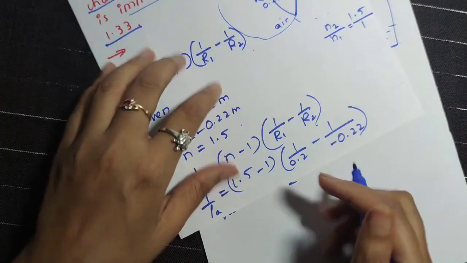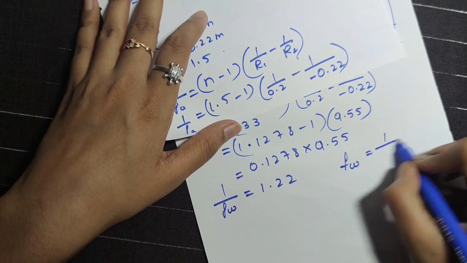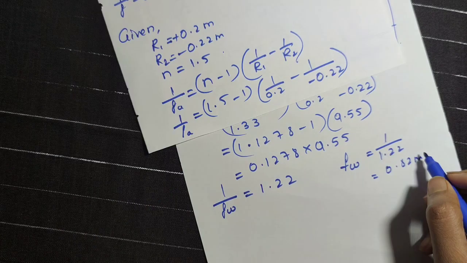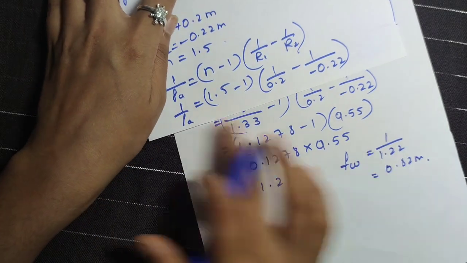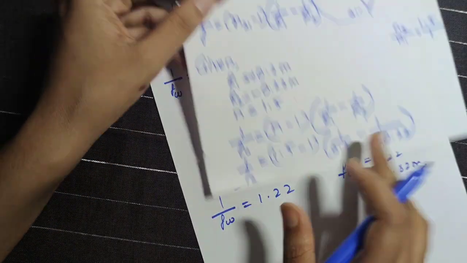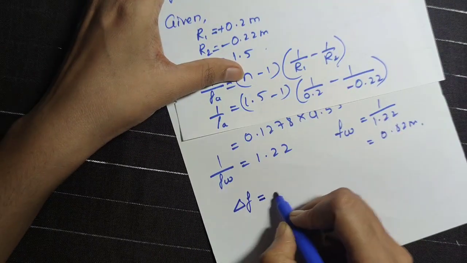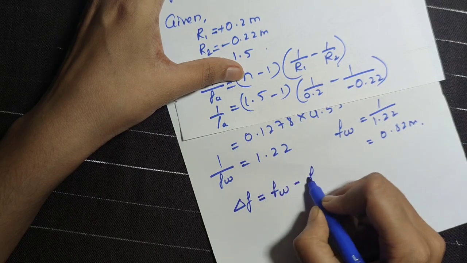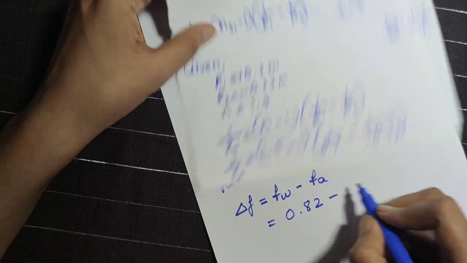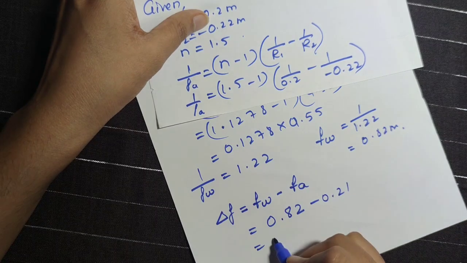When you take the reciprocal, the focal length is 1 divided by 1.22, which is equal to 0.82 meter. Now we have two values: the focal length in air and the focal length in water. We have to find the change in focal length. The change in focal length is water minus air, which is 0.82 minus 0.21, equal to 0.61 meter.